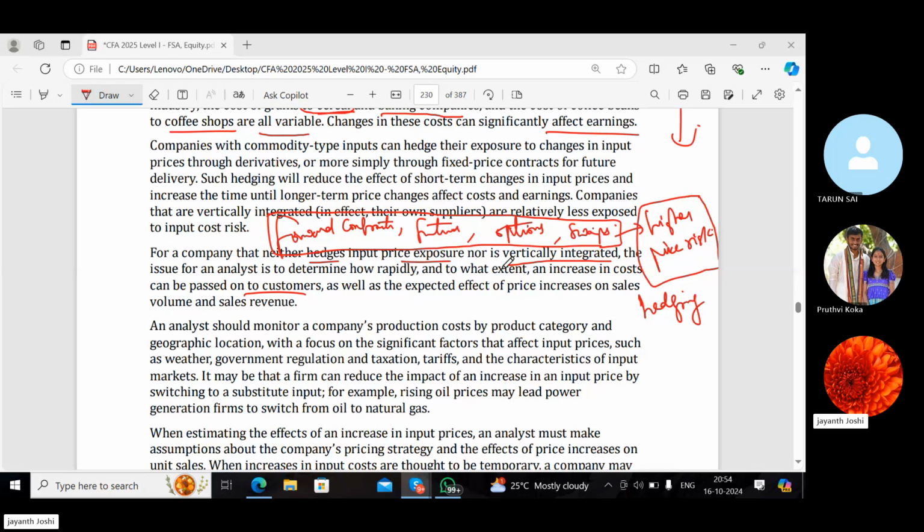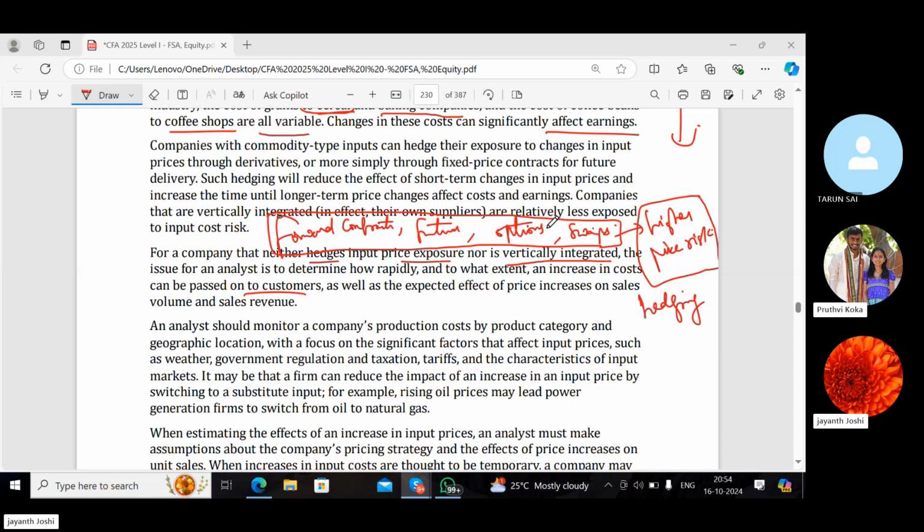See, vertical integration is what? Vertical integration is a company which is dealing with everything right from scratch, from the raw materials to the finished goods. Can I get some example from you for vertical integration?